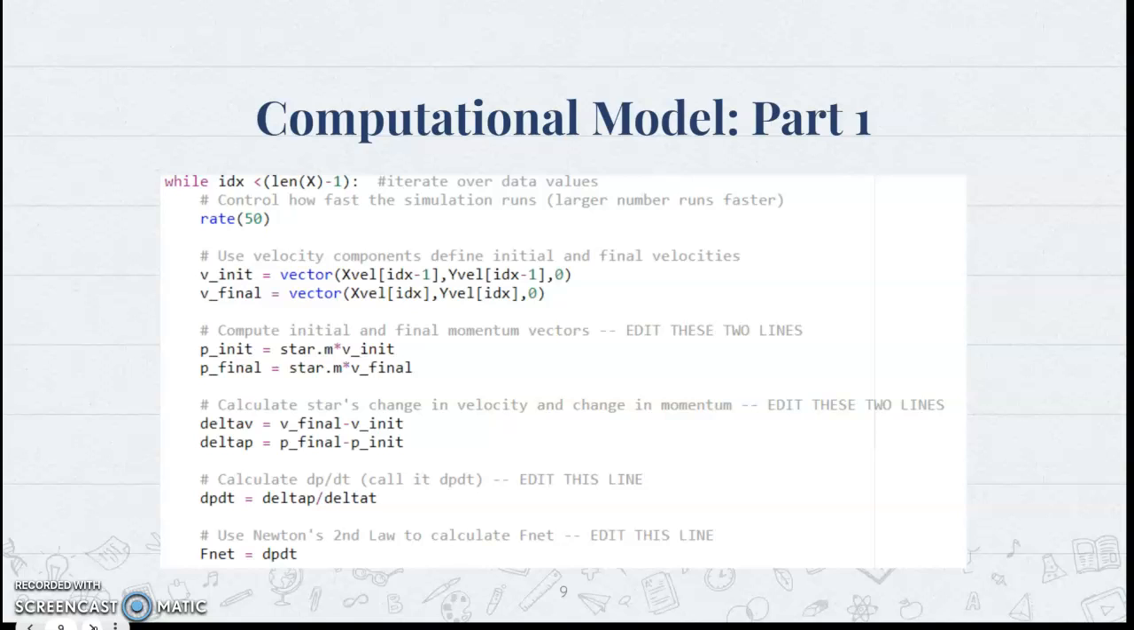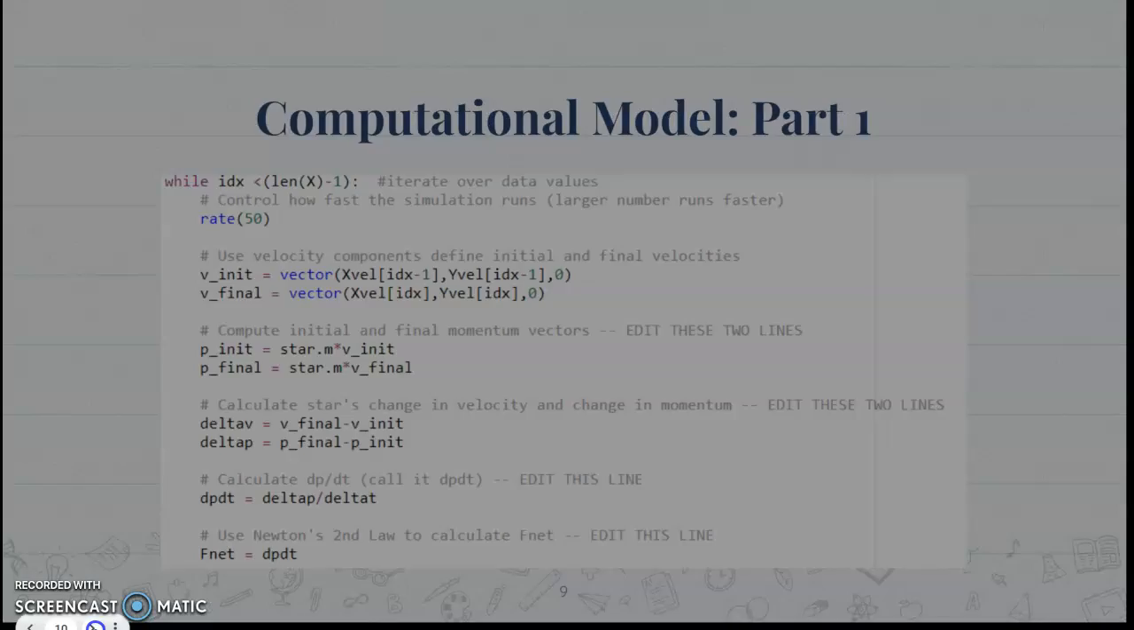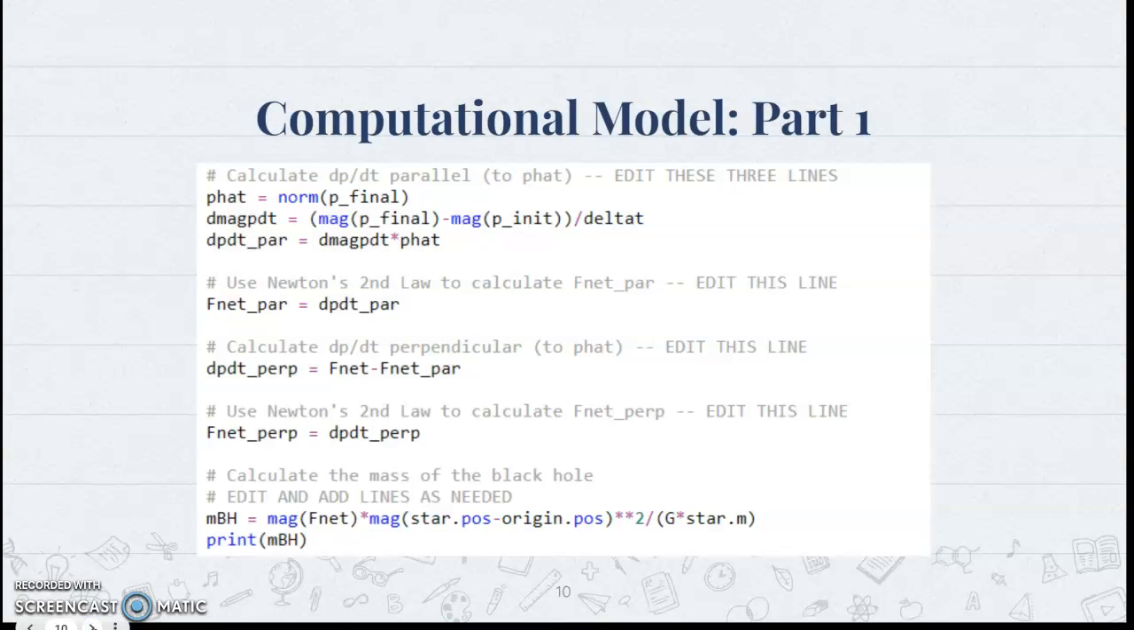Then, in the second to last line, I inputted the momentum principle and said that F net was equal to dp/dt. We are able to do this because according to Newton's second law, the rate of change of momentum and net force are equivalent. In this section of code, you can see many formulas being run through the program to calculate all three net forces: normal, perpendicular, and parallel. We can then use these equations to solve for the mass of the black hole.